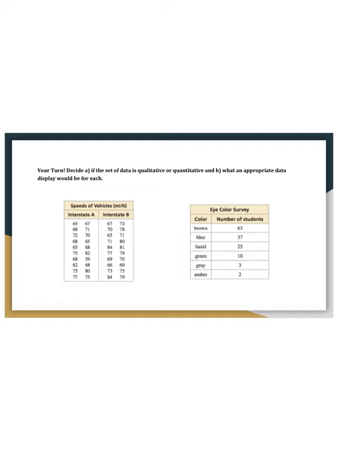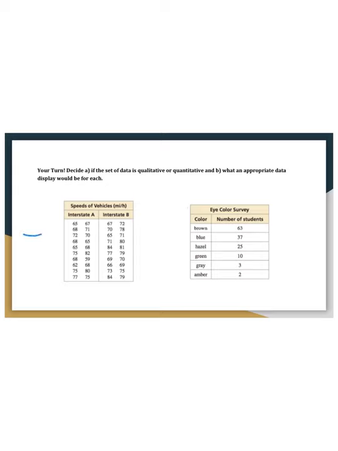Here we see two different tables. One of our tables is the speed of a vehicle, and we have two different interstates, Interstate A versus Interstate B. Our second table has eye color, where we have different categories of eye color and the frequency of students who have that eye color. For each one of our tables, we have two questions. Is the data best identified as qualitative or quantitative data? And then what would be an appropriate way to display each? Go ahead and take a moment to think about this and write down your answers and then check back in and see how you did.